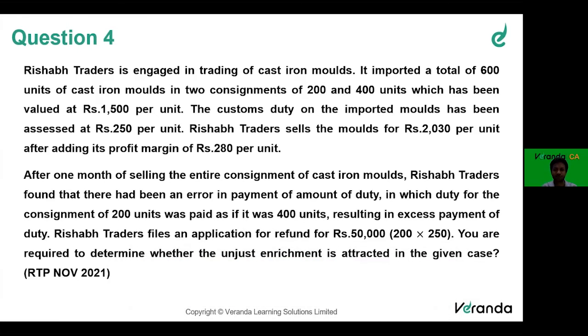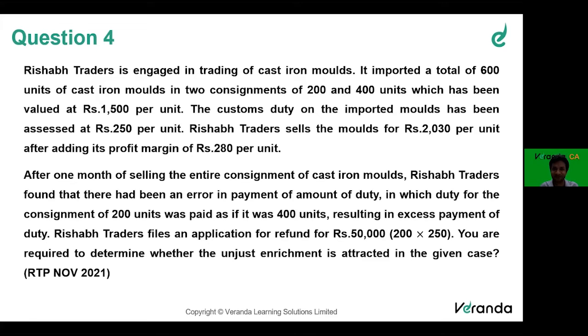So coming to the question here, Rishabh Traders has recovered only 2030 per unit. That 250 per unit which he has paid extra on 200 units, he has not recovered from the customers. See, because if you see the facts, his per unit price is fixed at 2030. 280 is margin fixed, 250 is cost fixed towards duty, and he has recovered only 2030 per unit from the customers. So the 250 rupees per unit which he paid extra for 200 units, he has not recovered from the customers at all.